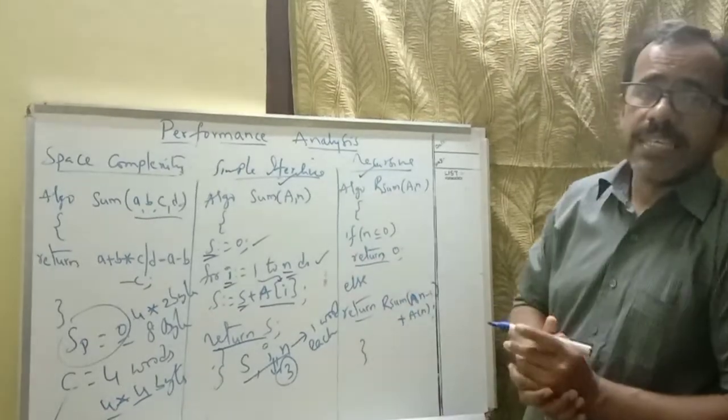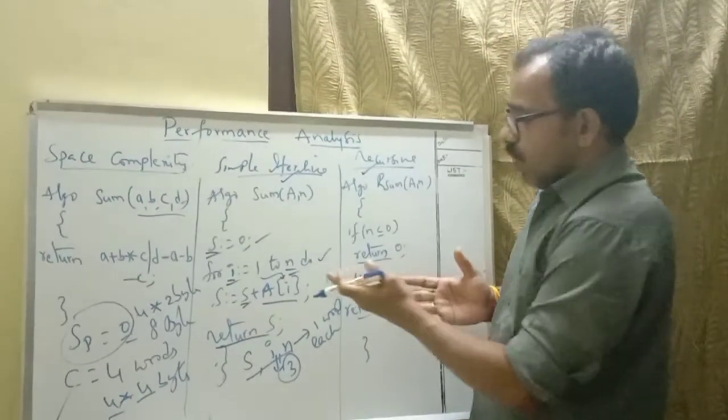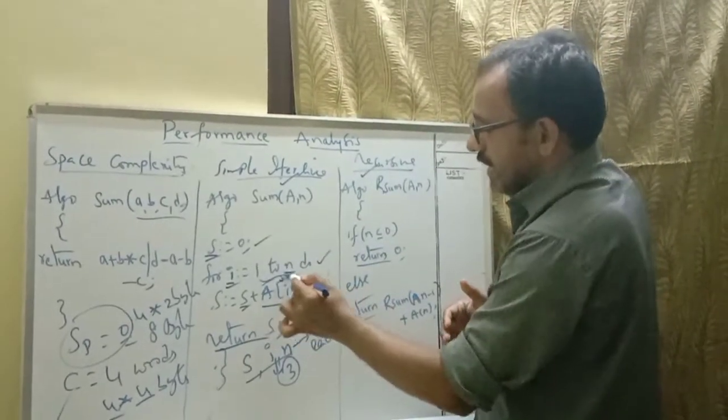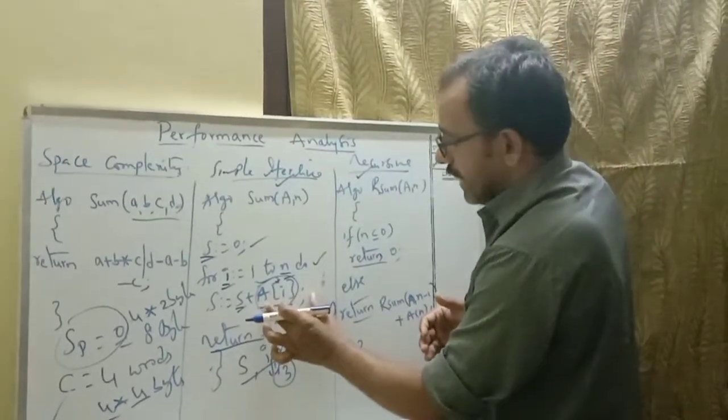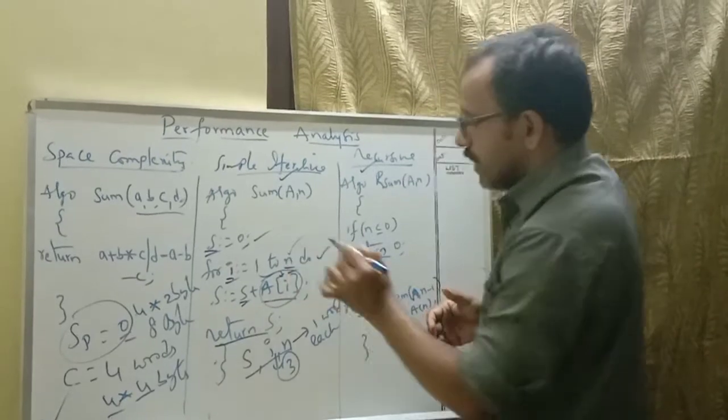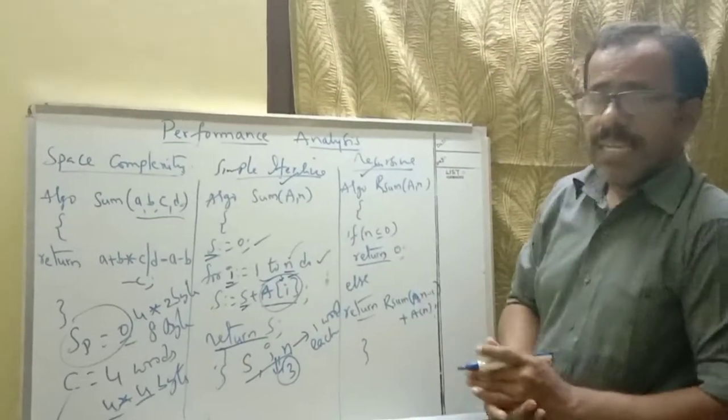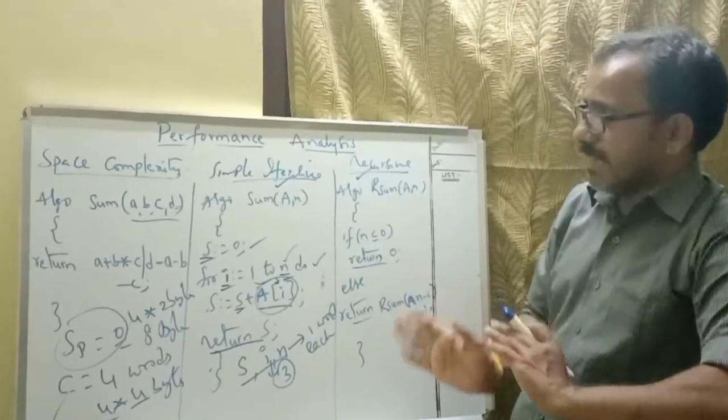This is constant. Then what is the variable part now? The array is the variable part. The space required for this array depends on n. If you enter n as 10, then it becomes a of 10, and 10 memory cells are required.